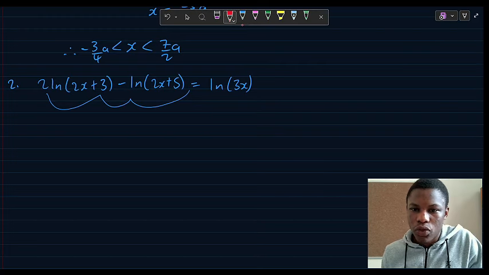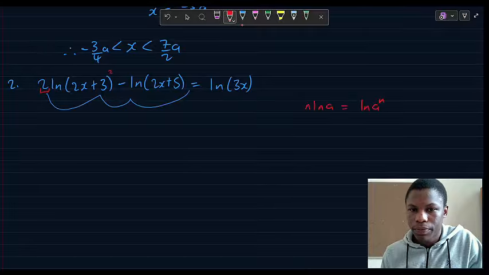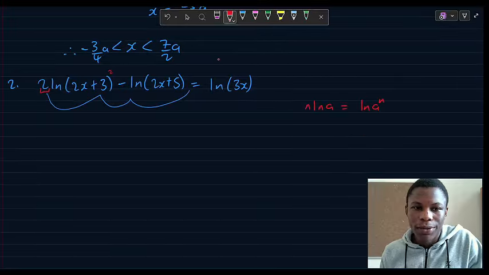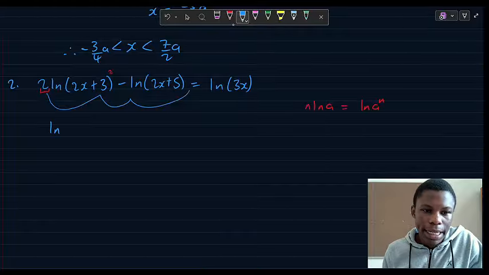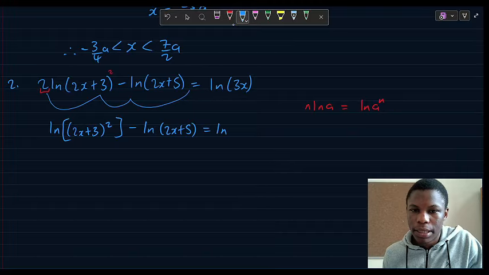So let's start off by using the law of logarithms that says that n ln a becomes ln a to the n. And we want to use that to move this power 2 up here. And reason being, we want to have the same coefficients on our ln, so we can then combine them in the next step using the next law of logarithms that we'll talk about just now. So that becomes ln (2x plus 3) squared minus ln(2x plus 5), and this is equal to ln 3x.